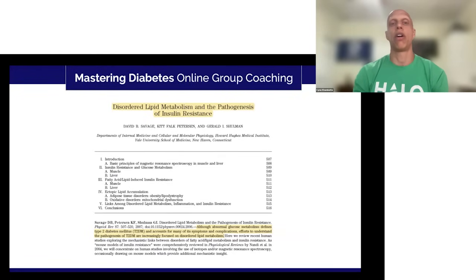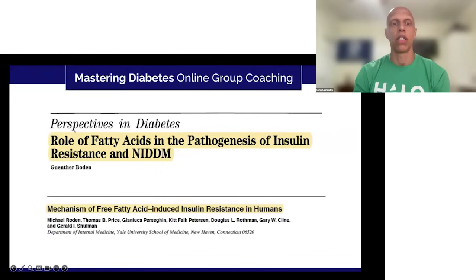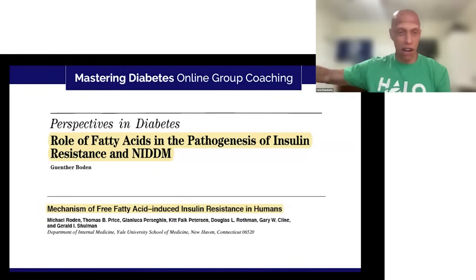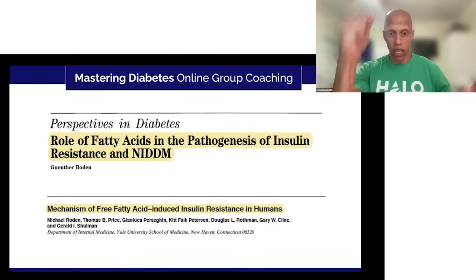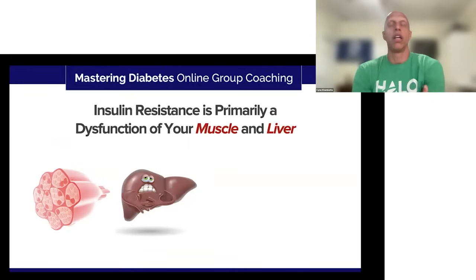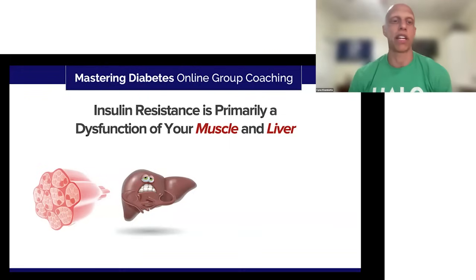When you dig into the research, you actually find that it's all about lipid metabolism. Lipid basically is just a code word for fat. Lipid metabolism and the pathogenesis of insulin resistance. The deeper I dug, it says how free fatty acids inhibit glucose utilization, how free fatty acids block glucose uptake in human skeletal muscle, the role of fatty acids in the pathogenesis of insulin resistance, the mechanism of free fatty acid induced insulin resistance in humans. This knowledge has been around for 100 years, literally since the 1920s. It's all over the place. You can literally go to PubMed right now and type in what causes insulin resistance, and you will see exactly what I'm seeing right here. It's very straightforward, right? But somehow the truth has become confused, and people now think it's all about carbs, carbs, carbs.